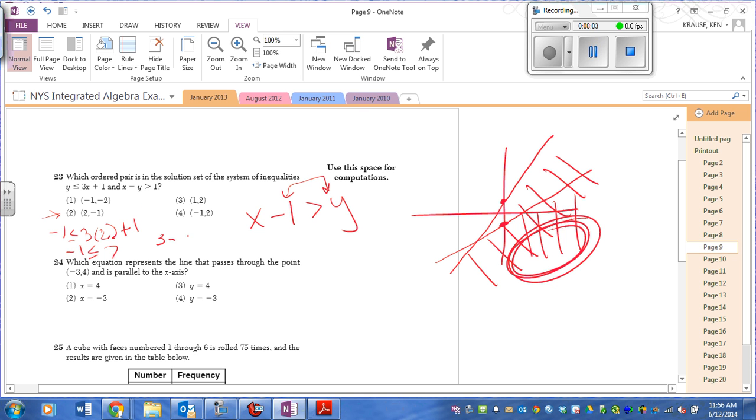3 minus negative 1, is that greater than 1? That's 4. 1, 2, 3. That's 2.